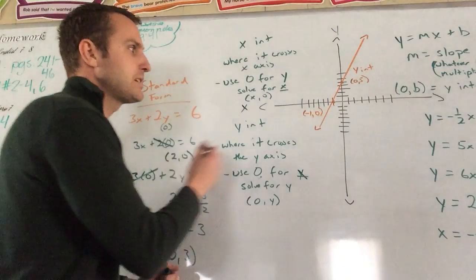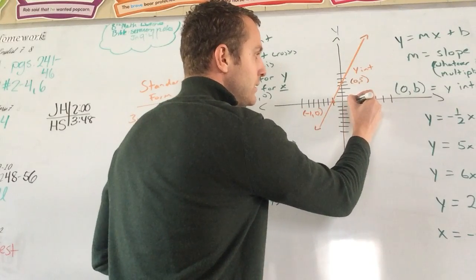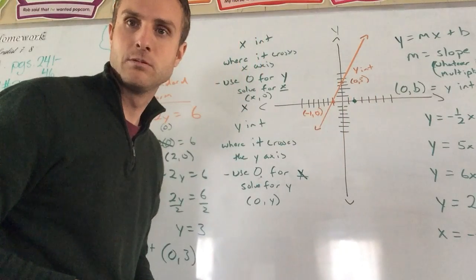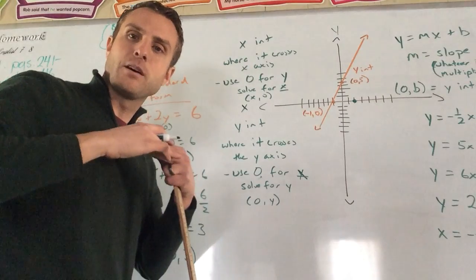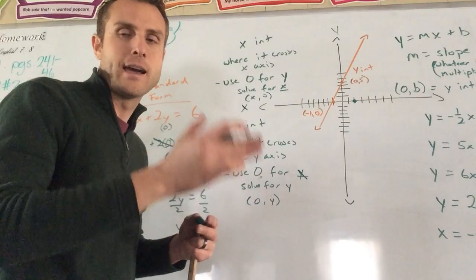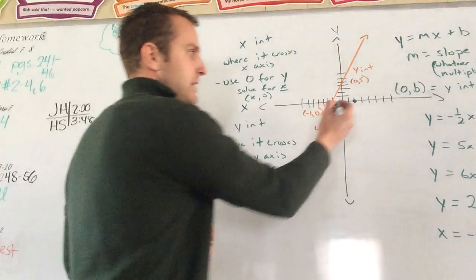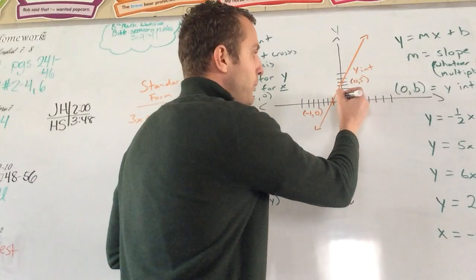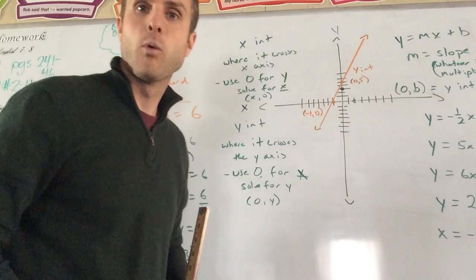So I have 2, 0, so I start at 0, 0, go to the right 2, I have 2, 0. Remember, the x-intercept is always going to be on the x-axis, left and right. That's when I know the first number and the second number is 0. Y-intercept, 0, 3, so I start at 0 and I go up 1, 2, 3. So there is my y-intercept.